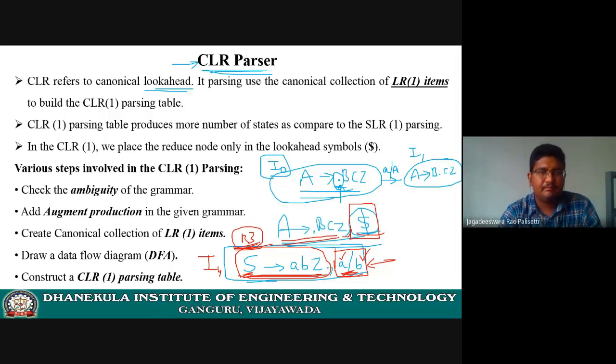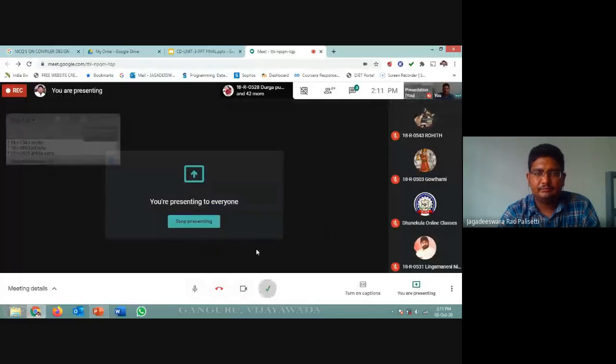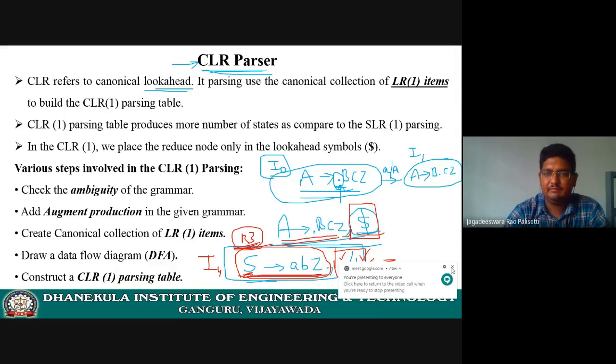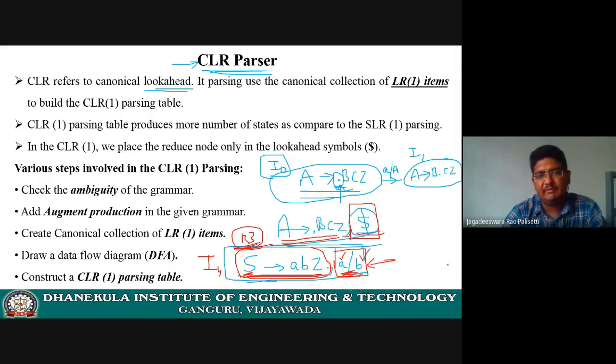Am I clear? Is my voice audible? Similarly, what is the CLR saying? CLR says that for every production rule, add a lookahead symbol. So whatever terminals we write as lookahead, in those respective columns only we need to write the reduce production rule number like R3 and R4. Am I clear? That is the difference between SLR and CLR.